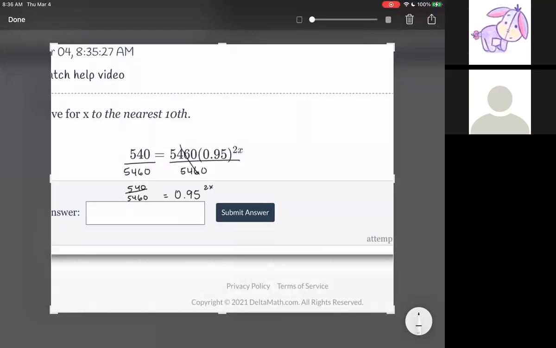Okay, so now that your exponential is by itself, we can apply the log of both sides. So I'm just going to write log of that fraction is equal to log of 0.95 to the power of 2x. So we just write a log of both sides. Now, once you have a log of an exponential, the exponent in the exponential gets brought to the front. So 2x times log of 0.95.